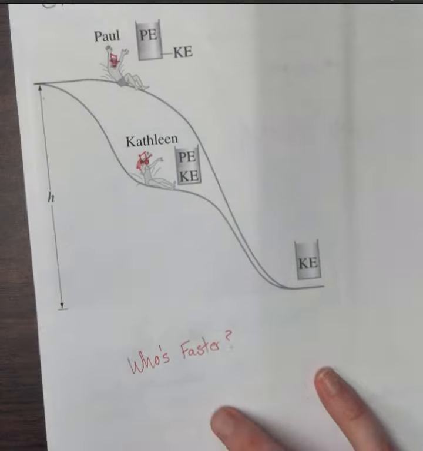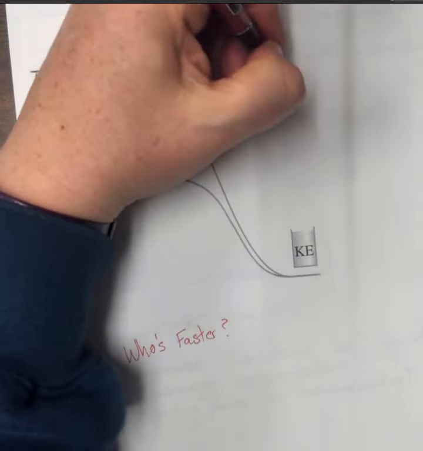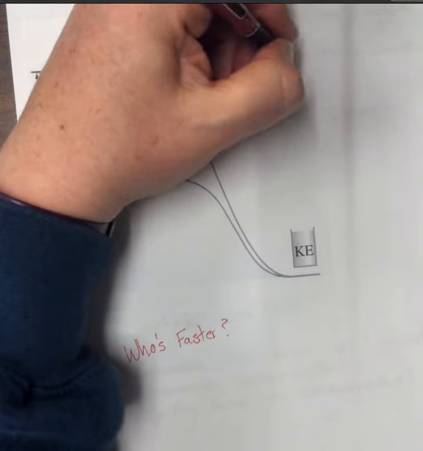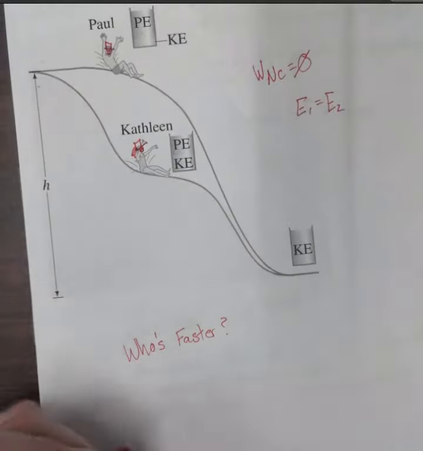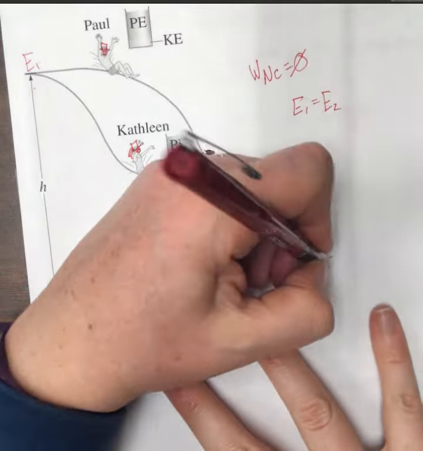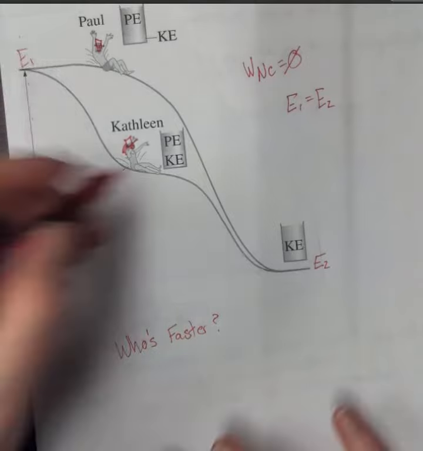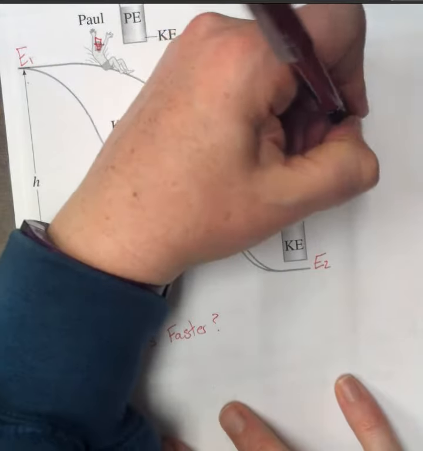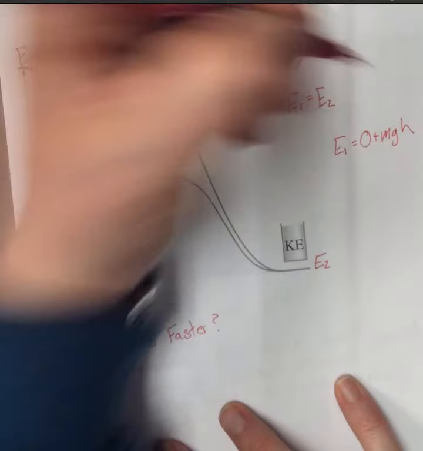Alright. The problem tells us that we can neglect friction, so that means that the work done by non-conservative forces here is 0, so we're going to be using the conservation of mechanical energy. And if we set for both slides, this point is E1, and for both slides, this is E2, then we know that if they both start from rest, E1 at the top is going to be 0 plus mgh.